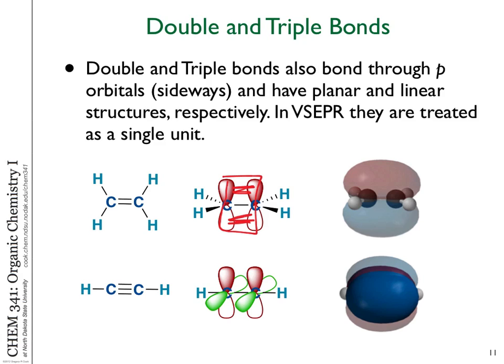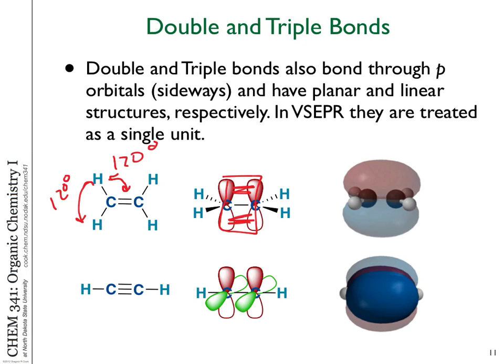So these also have about 120-degree bond angles. Actually, it's a little bit wider for the hydrogens and smaller for the other. But it has a similar structure. It's a planar structure. All right.